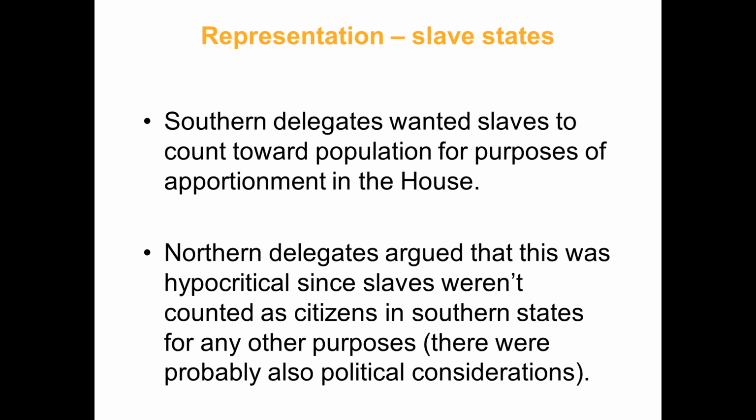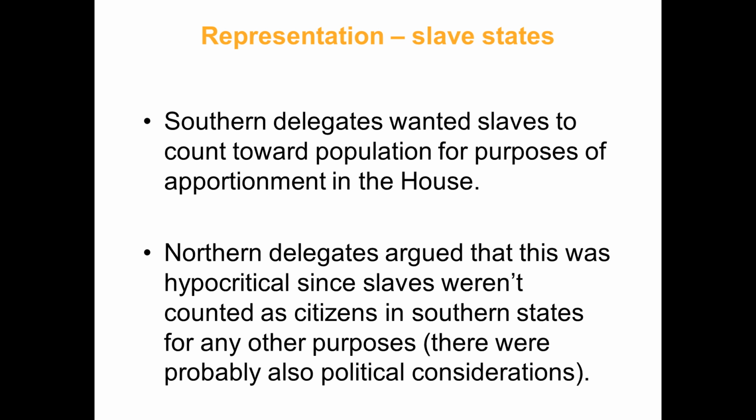Obviously the southern states that had all these slaves wanted them to be counted for purposes of representation. Let's say you have 1 million free citizens in your state and maybe 500,000 slaves. If you do count those slaves toward representation, that's giving you 50% more influence in Congress, basically. So the southern states wanted the slaves to be counted fully. The northern states didn't want the slaves to be counted.